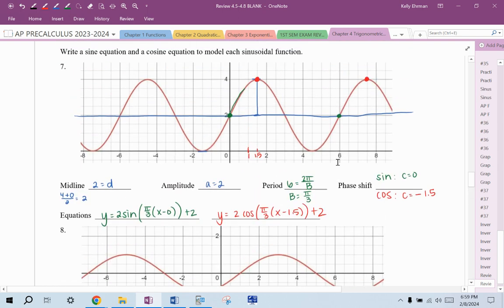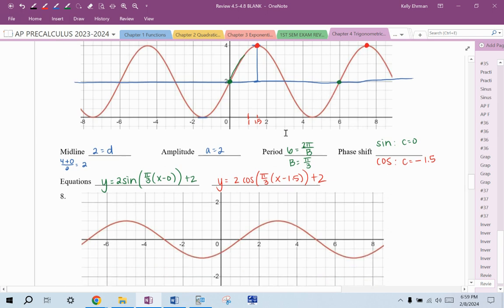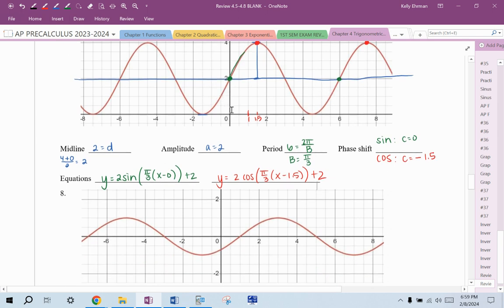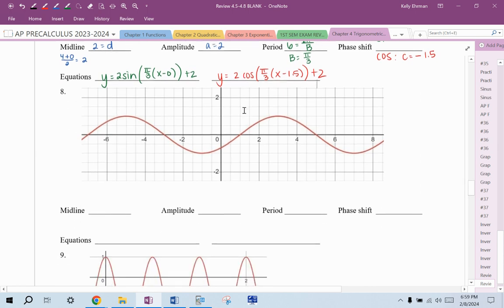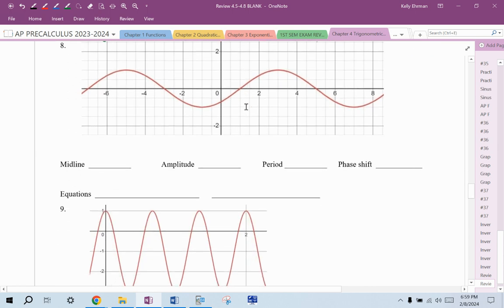Okay. If you got a different equation, type one of my equations in Desmos, type your equation in Desmos, and if they line up, then you found another equation that's just as correct as the two that I have. Okay, for this one, midline looks to be 0.